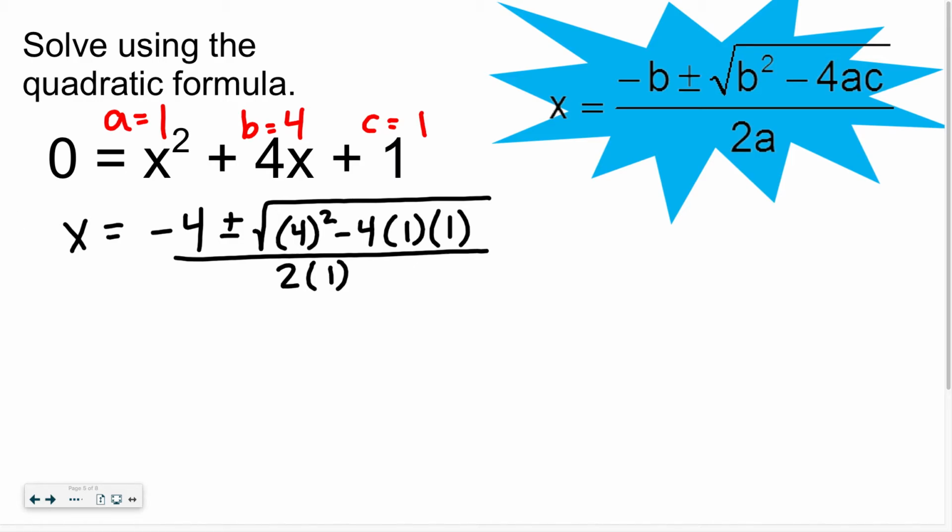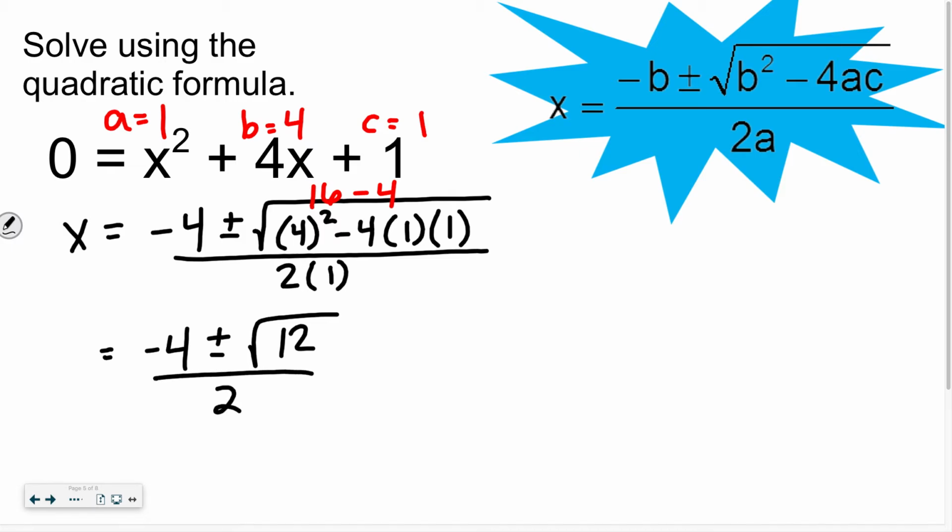Now, the next part that gets tricky for us is just following the order of operations. When you're evaluating the quadratic formula, you are going to do the discriminant first. So I usually just write it above the square root. What's 4 squared? 16. And then negative 4 times 1 is negative 4. Times 1 again is negative 4. So now I write another line where I reduce. Negative 4 plus or minus the square root of 16 minus 4 is 12, all over 2.